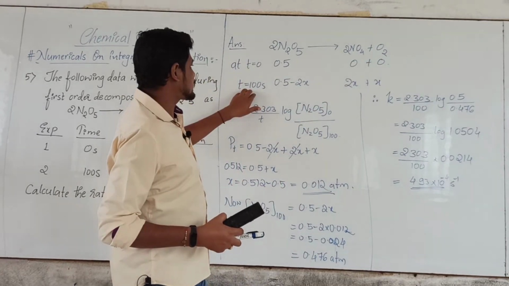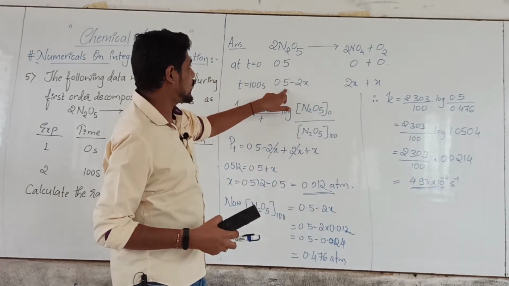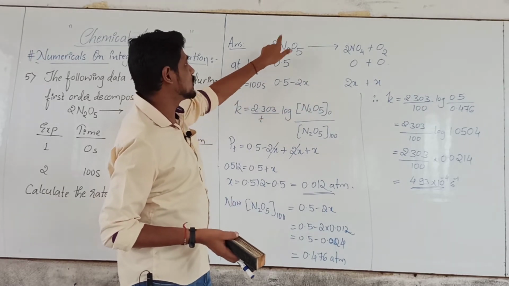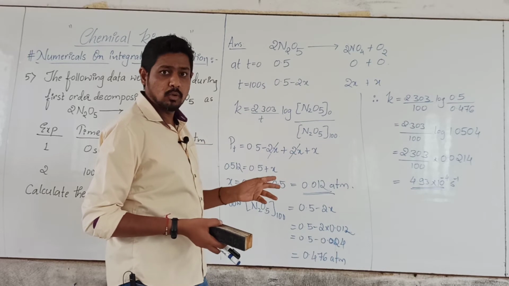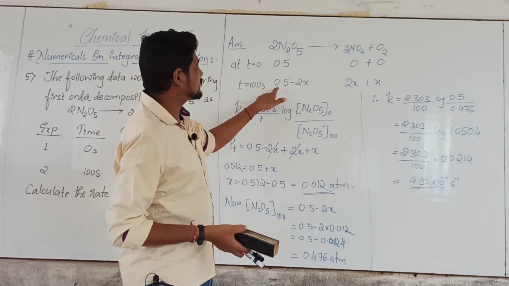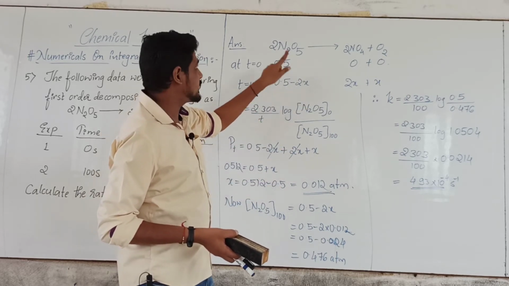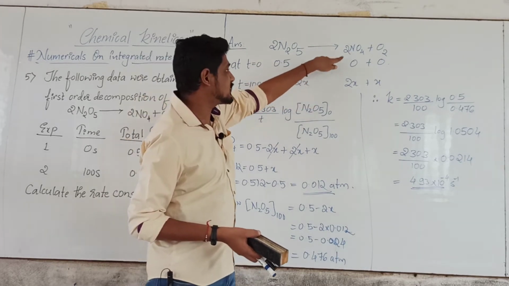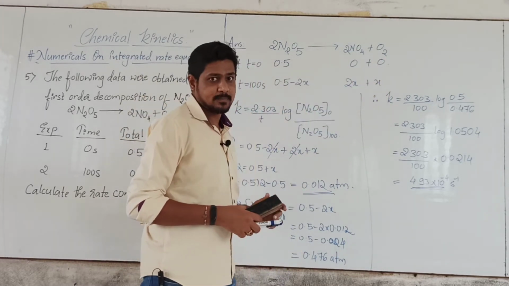So after 100 seconds it will be 0.5 minus 2x. Why minus 2x? As I have said earlier, how many moles are decomposing? 2 moles. If it is only 1 mole, then 0.5 minus x will come. Now here it is 2 moles, so 0.5 minus 2x, plus this will be 2x, plus this will be x.